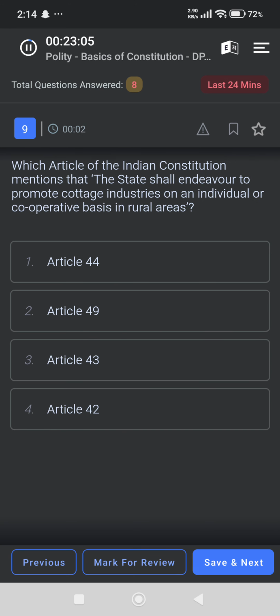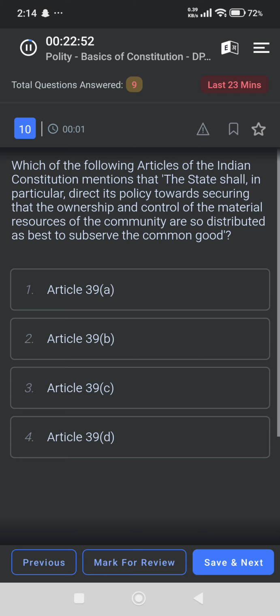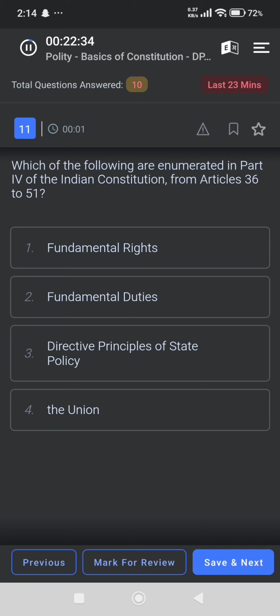Which article of the Indian Constitution incorporates that the state shall endeavour to promote cottage industries on an individual or cooperative basis in rural areas? Article 43. Which article says the state shall direct its policy towards securing that the ownership and control of the material resources of the community are so distributed as best to serve the common good? 39B. DPSP is in Part 4, Article 36 to 51.